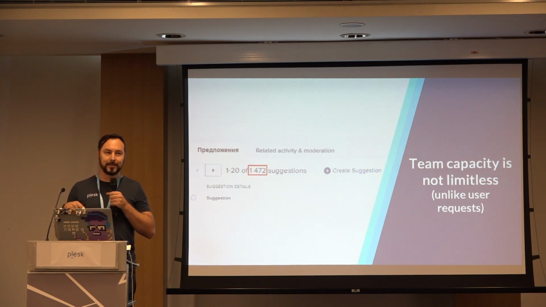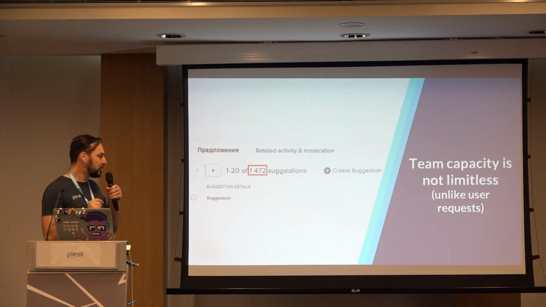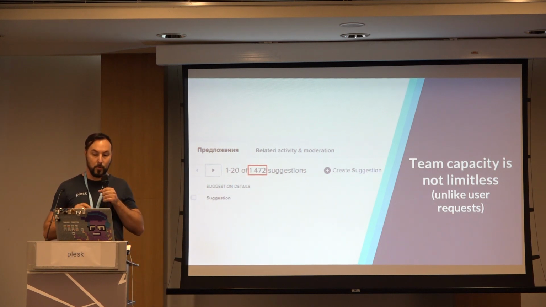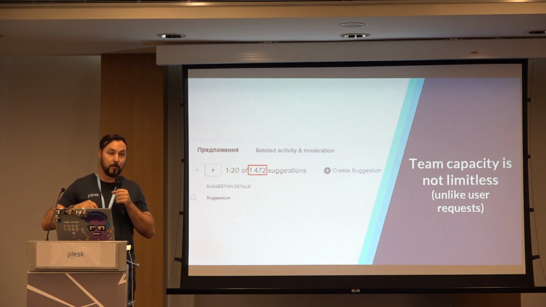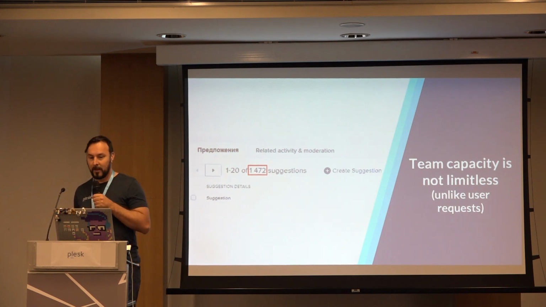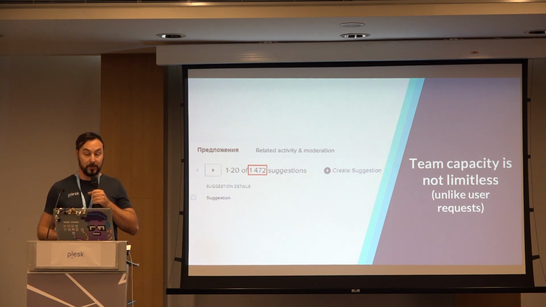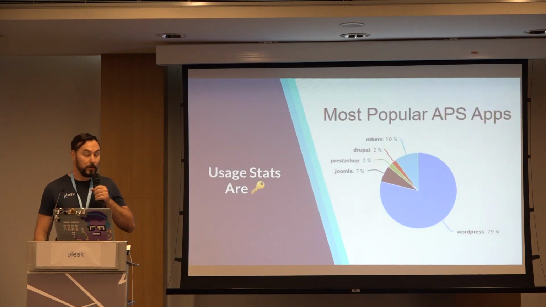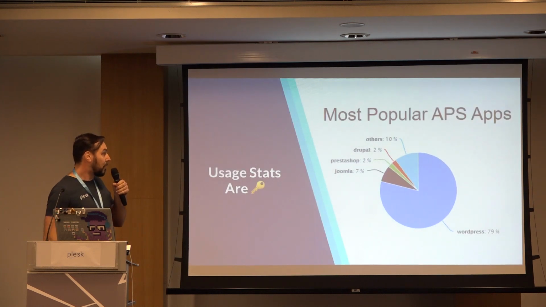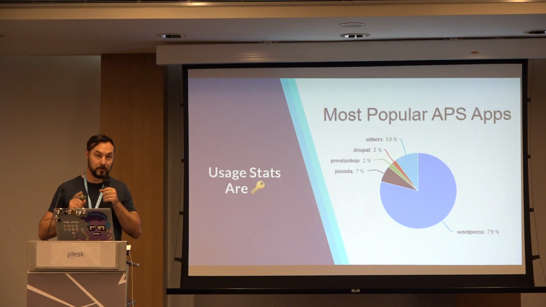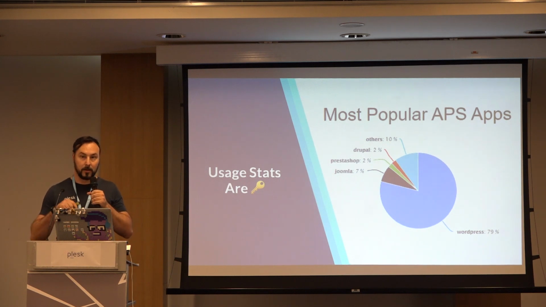So analyzing and prioritizing all these things is one of the most important, and I would say one of the most challenging aspects of our job in R&D. So how do we do it? The key element here is usage stats, which is popularity. Usage stats are one of the key elements in our decision making that allow us to focus on the important stuff.